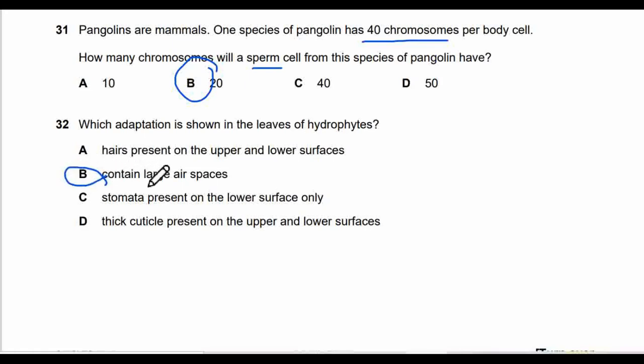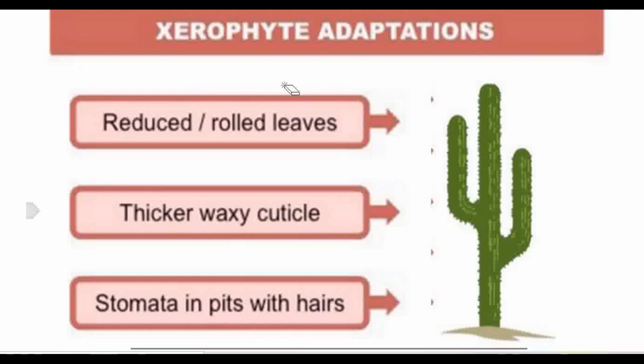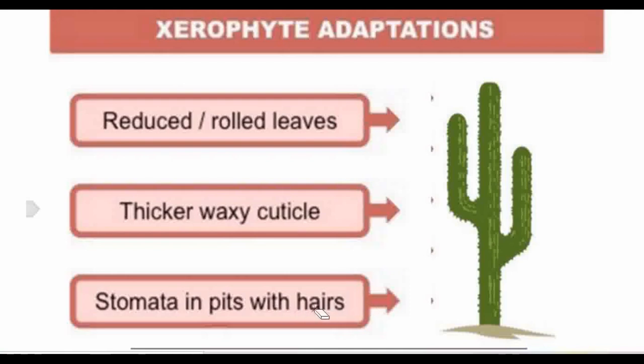Not containing hairs, stomata present on the lower side, upper thick cuticle and hairs present is for the plant in a dry environment, like the cactus. A xerophyte has a thick cuticle to reduce the evaporation, and it has stomata in pits with hairs.